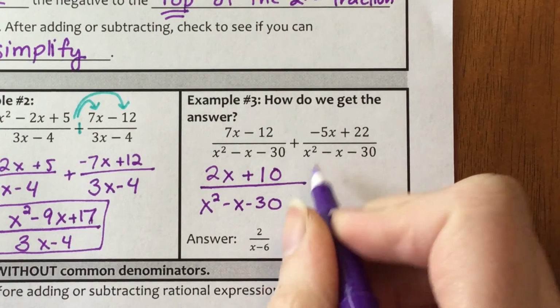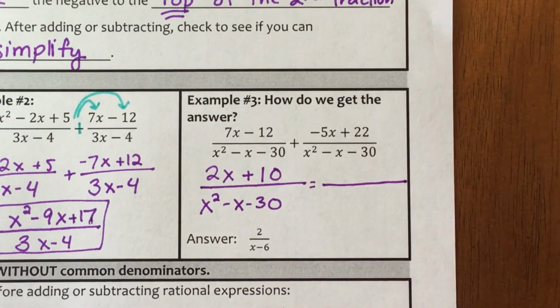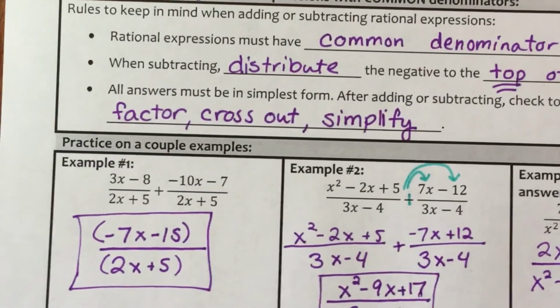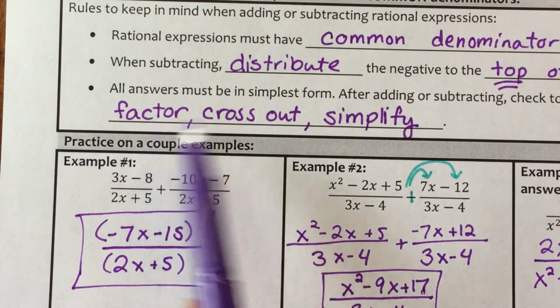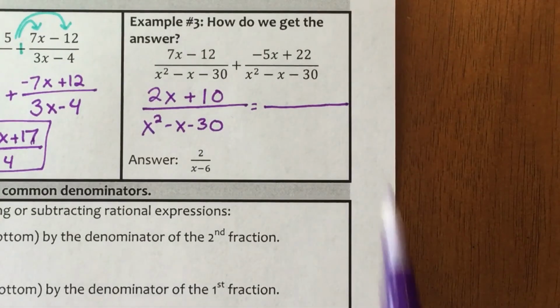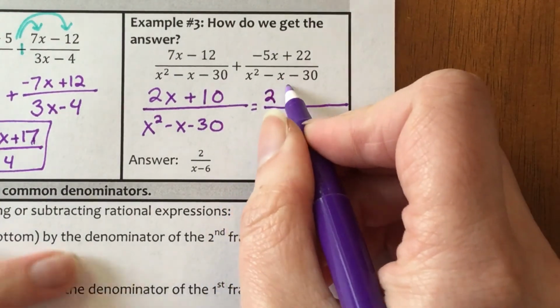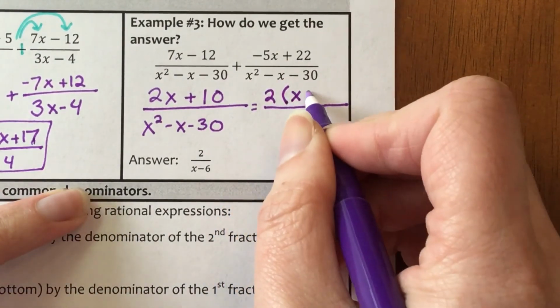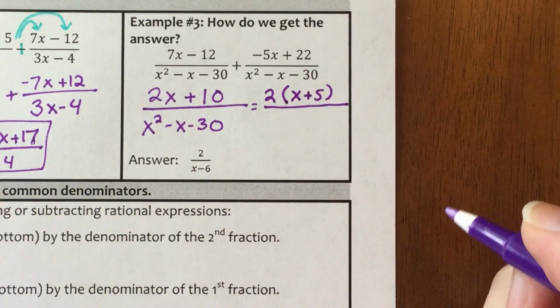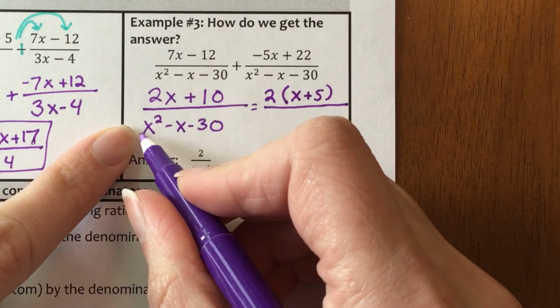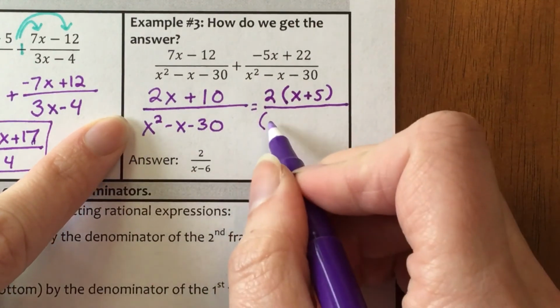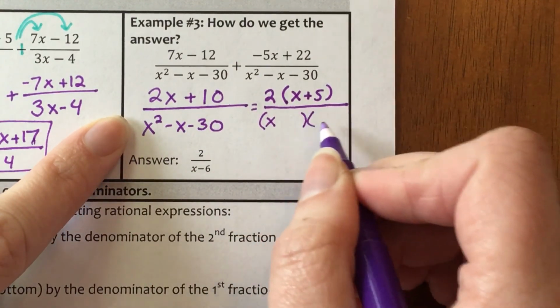We need an x minus 6 to be the only thing left in that denominator. So let's try that third bullet point up there. It said that the answers need to be in the simplest form, so let's try factoring and see if we can cross something out. So in that numerator, we can factor out a 2 as the greatest common factor, and we're left with x plus 5. In the denominator, this is a shortcut quadratic trinomial because it starts with an x squared, so it's going to be x.